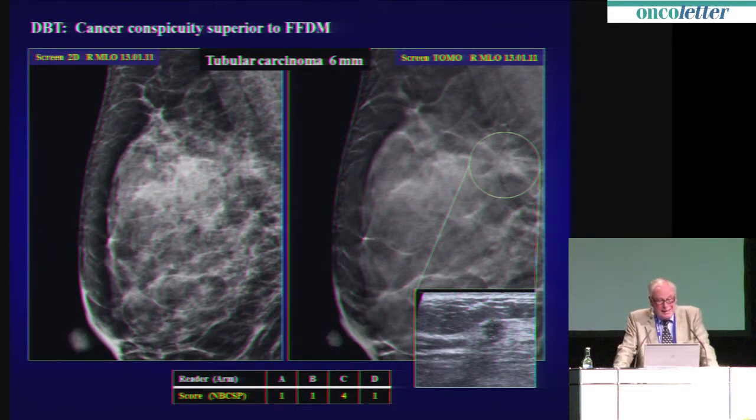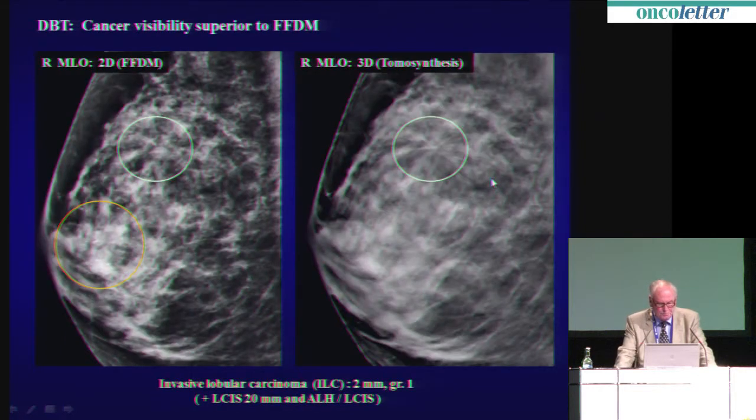Important is that the cancer conspicuity is much better on tomo as compared to conventional mammography. In retrospect, there is a poorly defined density in the posterior aspect of this breast, but to make a cancer diagnosis on the 2D is very difficult or not possible at all. If we look at the corresponding tomosynthesis, you can see a spiculated mass in this area. It was a tubular carcinoma, 6 millimeter in diameter on histology.